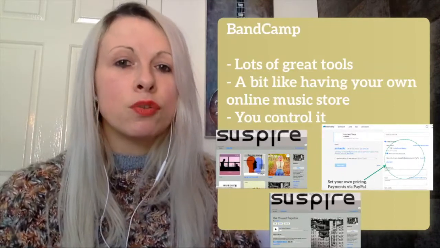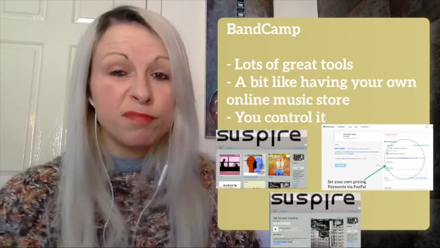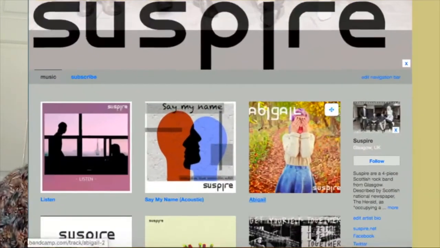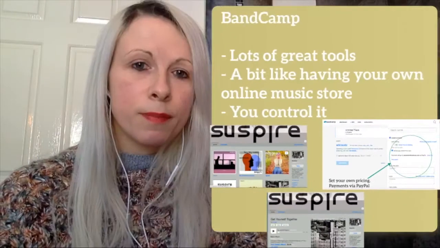It's a bit like having your own online music store and you have control over it. When you have uploaded a series of different tracks, it can look something like this. You can also input some of your other social media links in the bottom right-hand corner here. And end users will be able to click on the artwork itself to preview the track and subsequently download it, depending on the settings that you've made already.